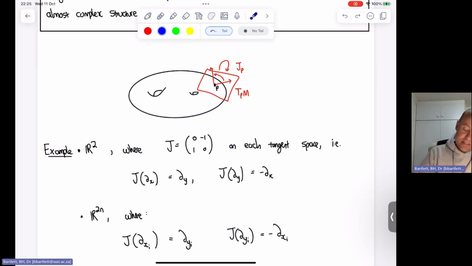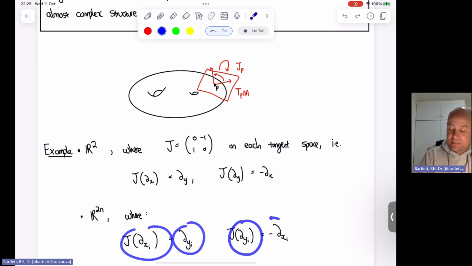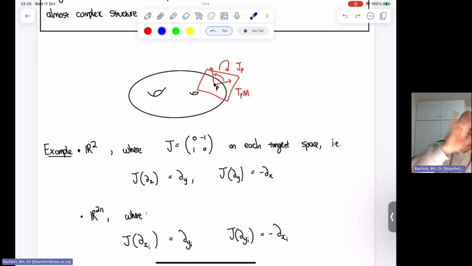Similarly, on R to the 2n, I can write that as a bunch of x's and a bunch of y's. I can send del x_i to del y_i and del y_i to minus del x_i. So it's like thinking of it as a bunch of complex planes tied together. R to the 2n, same as C to the n.